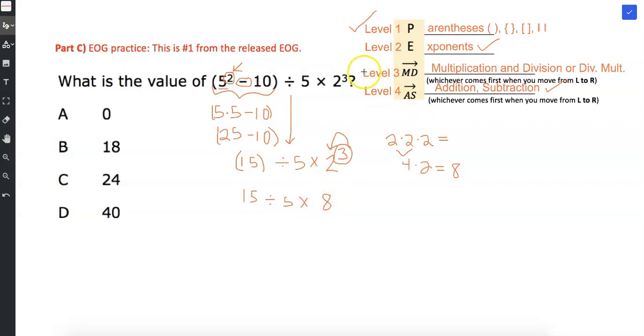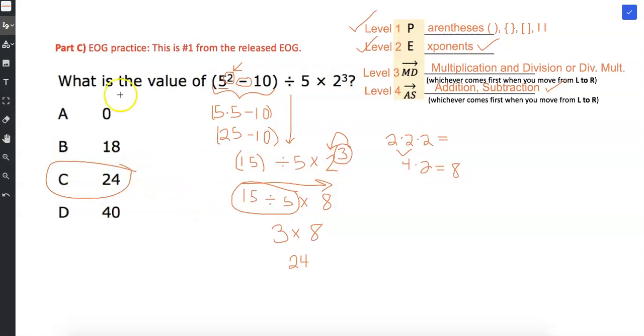Okay, so we've finished exponents, level 2, and now we've arrived at level 3. Well, are we supposed to multiply first or divide first? Well, in this example, as we move from left to right, we see the division first, which means we need to divide first. 15 divided by 5 is 3, and then we get to multiplication, and 3 times 8 is 24. So the answer to this EOG problem is letter C, 24.